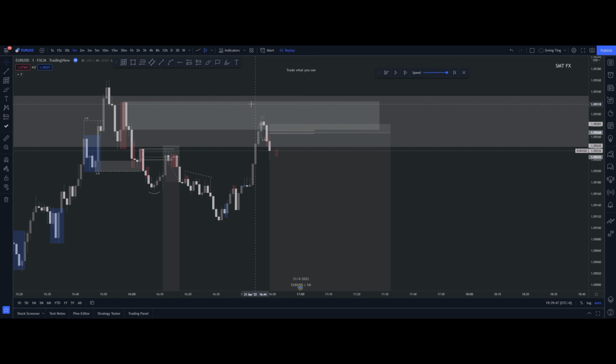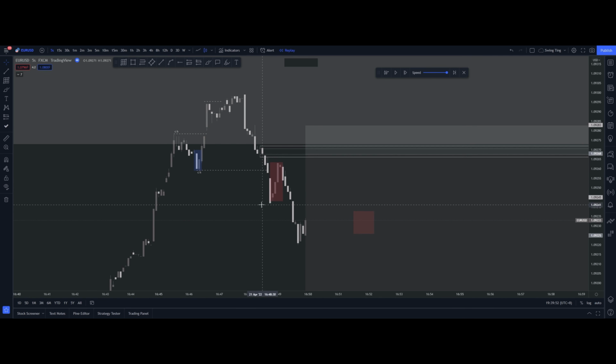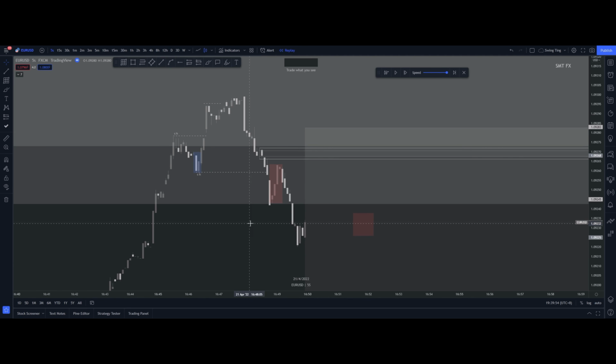What I did was, as soon as I got my first initial mitigation, I dropped time frames to this point here, and I looked for what could be a good entry point.